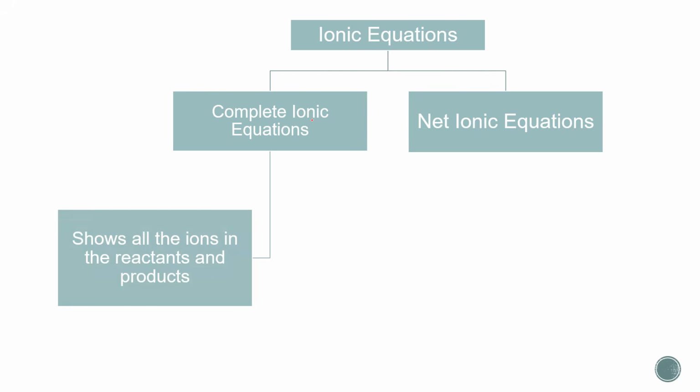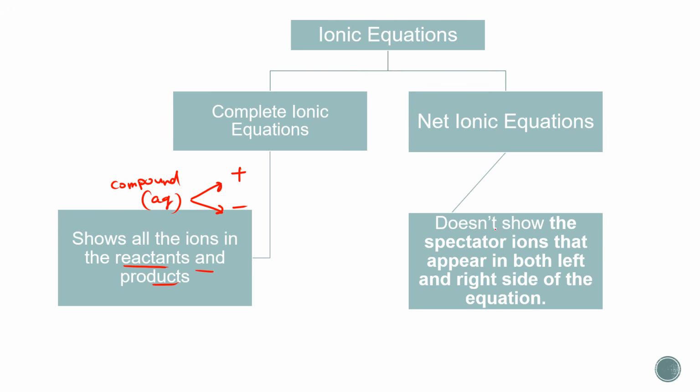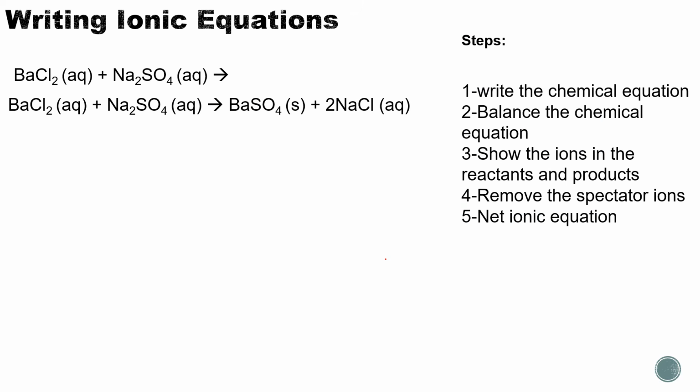The complete ionic equations show all the ions in the reactants and products. يعني any AQ, any compound with AQ, you should break it down into positive and negative ion. Net ionic equation does not show spectator ions. يعني نحذف ال spectator ions, okay? From the left and the right side. So how do we write net ionic equations, okay?